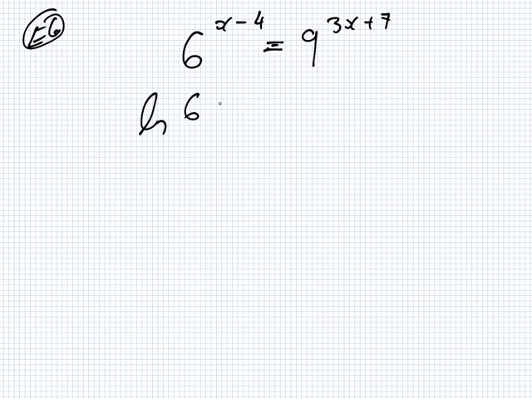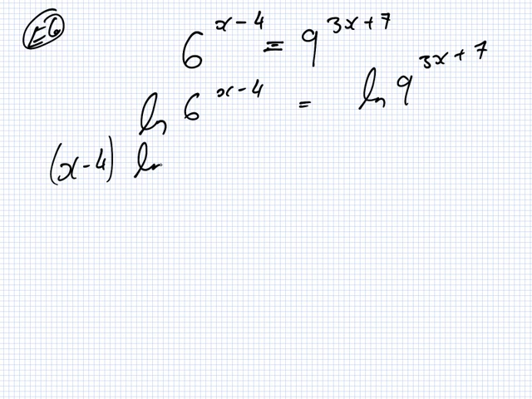So, next example, we'll say 6^(x-4) = 9^(3x+7). Like this. So it's the same method as previously. We have log 6^(x-4) = log 9^(3x+7). The x - 4 comes down in the front. Log 6 equals the 3x + 7 comes down in the front. Log 9.